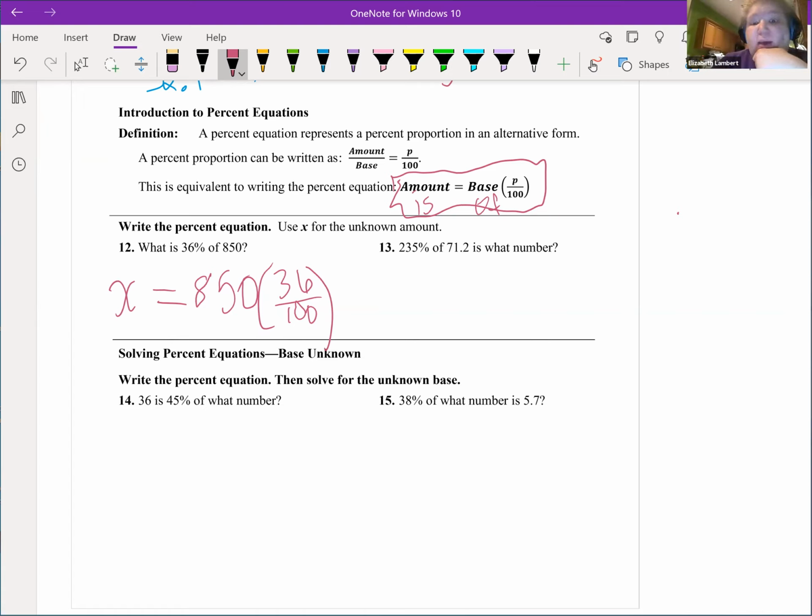But now let's see what happens. Oh, this one is another. We have 235%, so 235 over 100. Put parentheses around that. Of 71.2, that's our base, is what number? X. So we could crunch that, but there we go.